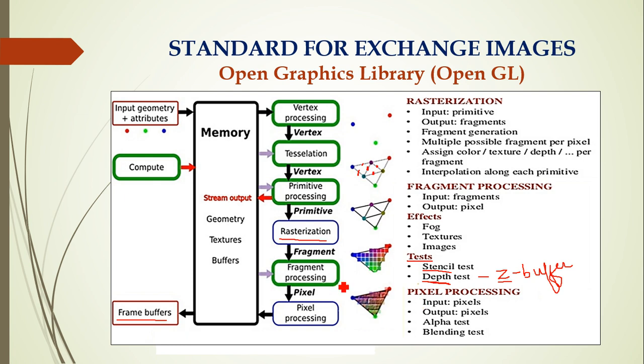Next, the final one is pixel processing. Now we are making it into a real image. So we are processing the pixel. That pixel processing is based on the output we require. In this pixel processing, we will do something known as alpha test and blending test. So these two are, again, alpha test is something which utilizes buffer values, and blending test will also utilize some buffer values.